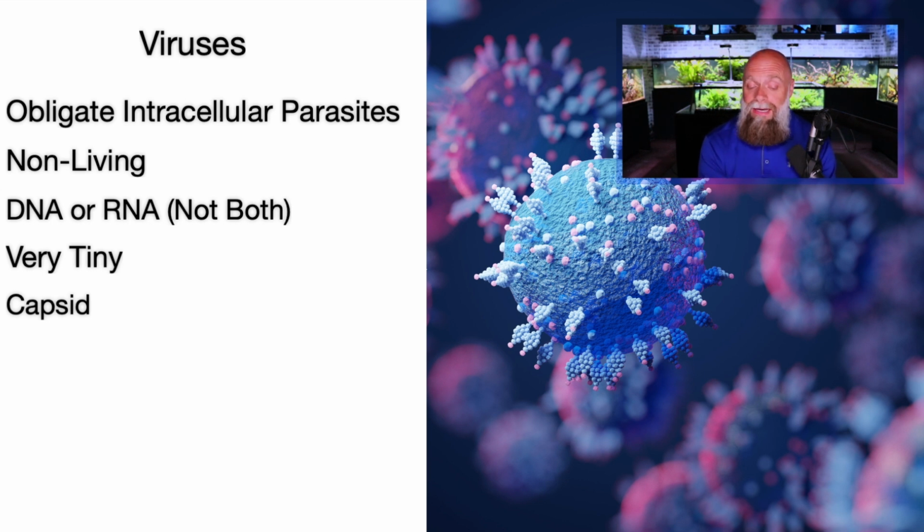And so they need a cell in order to reproduce. They need a living cell for pretty much almost all of their macromolecules and building blocks to make more viruses. Viruses are made up of a capsid, a protein coat, and inside that protein coat there is genetic material. That's going to be either DNA or RNA, but not both. All living things have both DNA and RNA in their cells, but viruses have one or the other, and they are very, very tiny. With a few exceptions, viruses cannot be seen using a light microscope. They're far smaller than prokaryotic cells.